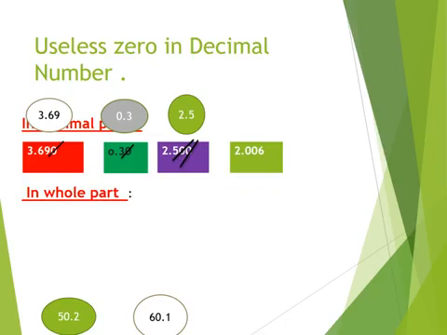Even if I have two zeros here, I have a digit after those zeros, so these zeros are not useless, because the zeros represent the tenths and the hundredths, and 6 here represents the thousandths.